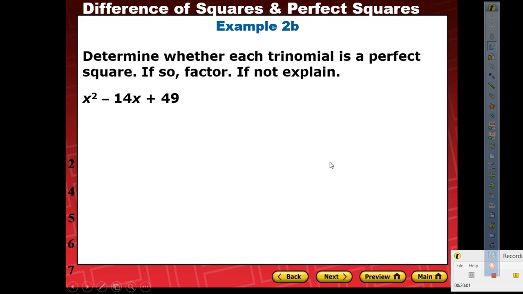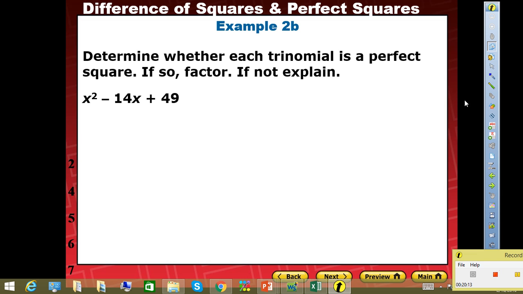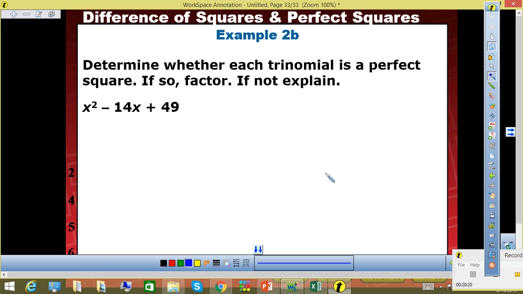Copy this one. Example 2b, x squared minus 14x plus 49. 15 seconds. Go. All right, tell your neighbor if that's a perfect square. If so, give them the factors, please. No, negative 7 plus x squared. Let's see.